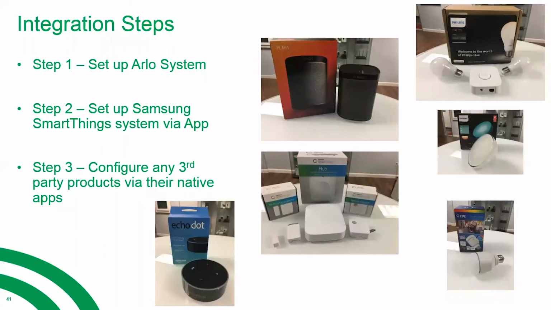So on the integration step, the first thing you have to do is you're going to set up your Arlo system. Second thing is you're going to set up your SmartThings system via their app. And the third is you're going to have to go and configure any other third-party products via their native app. So once you have all that individual configuration done, then you can come in and connect them all together into the SmartThings app.